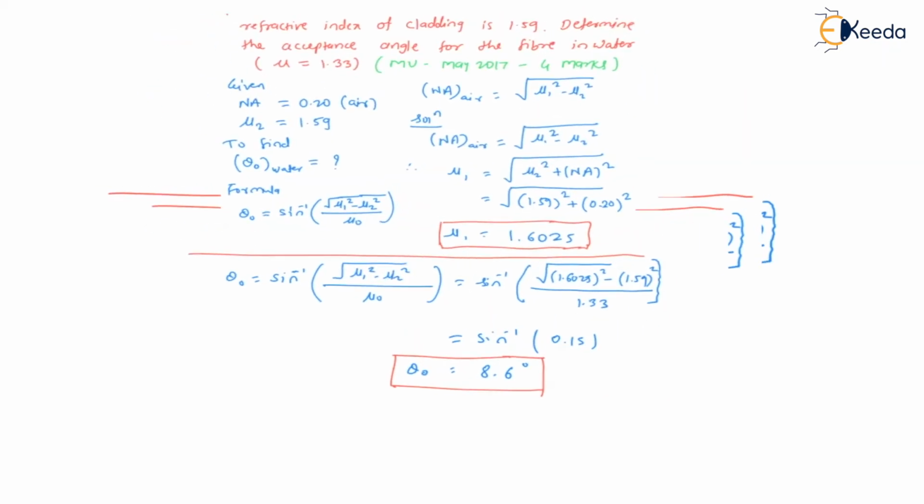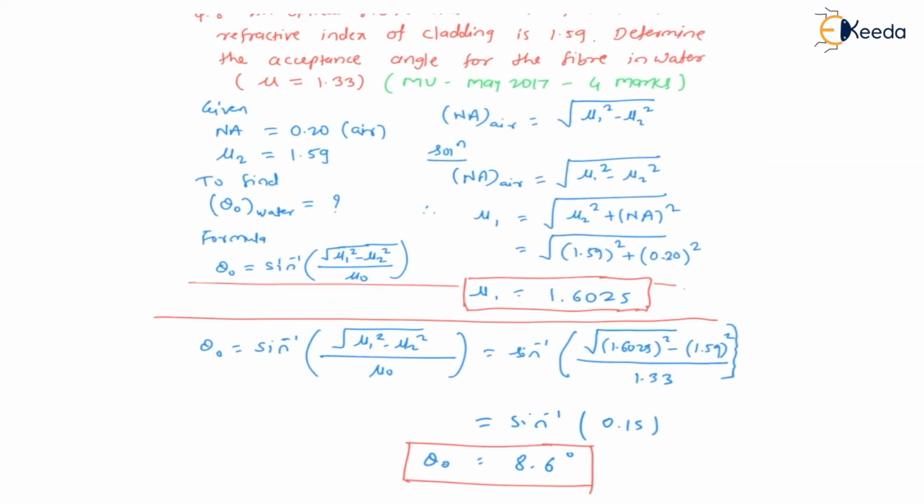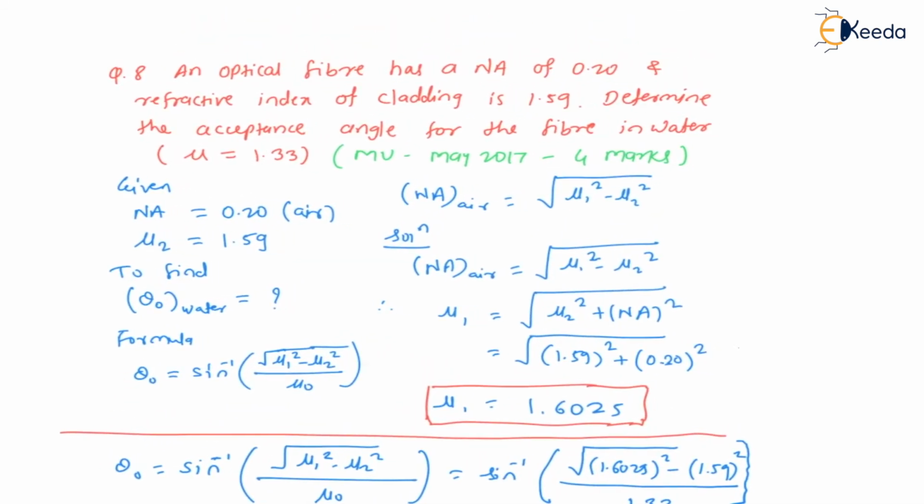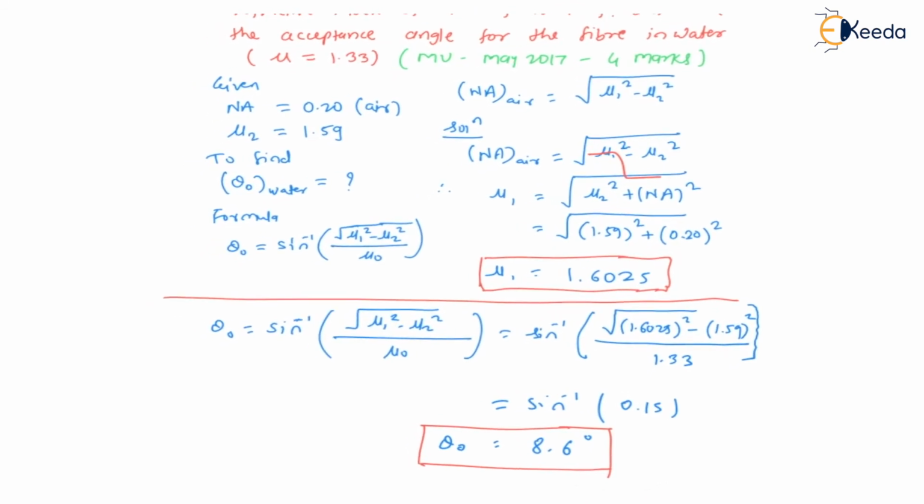I hope you understood this particular question, because here the important thing is they have asked the acceptance angle for this particular fiber when it is in water. So just remember that whenever they have mentioned that the fiber is kept in some other medium, then we have to divide by this particular term mu naught. So just remember this one. Now we'll go for the next one.